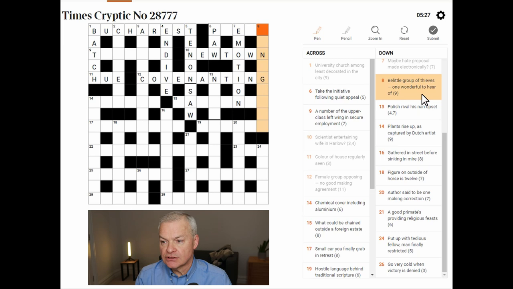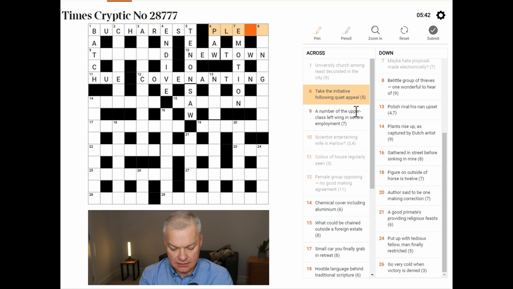Belittle, group of thieves, one wonderful to hear of. No, and this E doesn't look helpful. Take the initiative, lead, following quiet, following P, and to plead is to appeal.